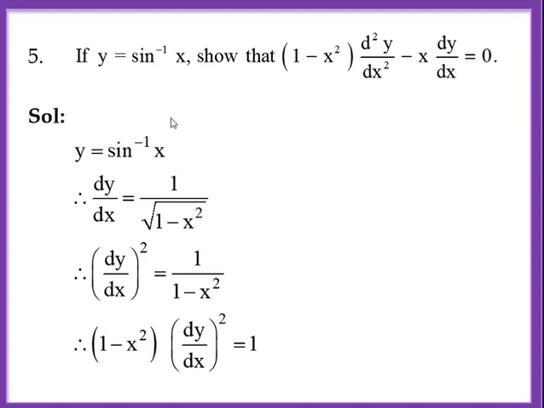Okay. Now, y equal to sine inverse x. So it is dy/dx, 1 upon root 1 minus x square. I square both the sides to get rid of this radical sign. To get this, cross multiply. So 1 minus x square into dy/dx square equal to 1.